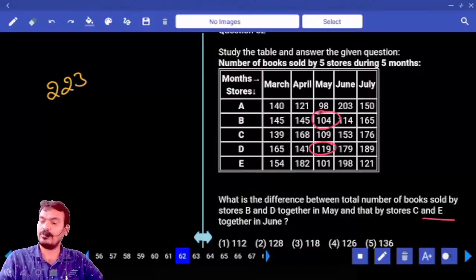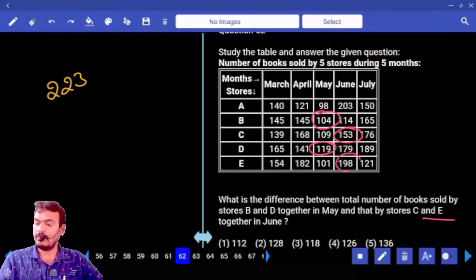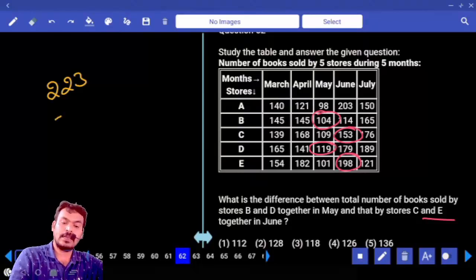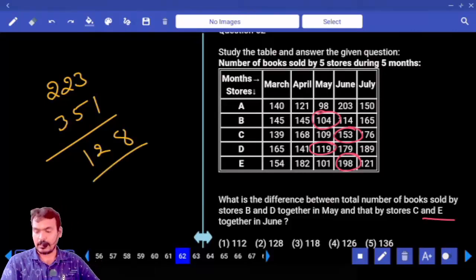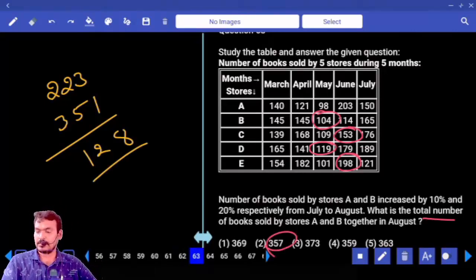C and D together in June. What is the C value in June? 153. D value in June 198. Both are adding, 351. What is the difference? 11 minus 3, 8. 34, 22. 12, or not? 128.